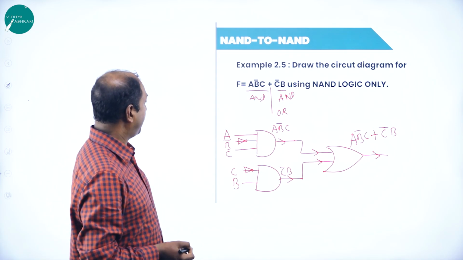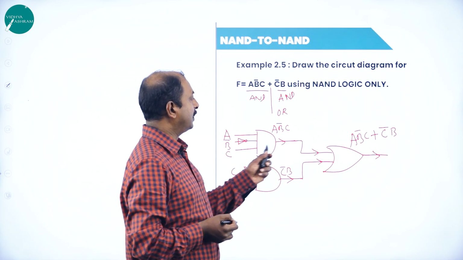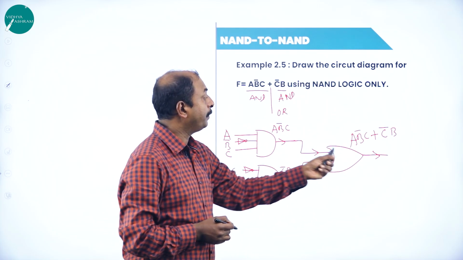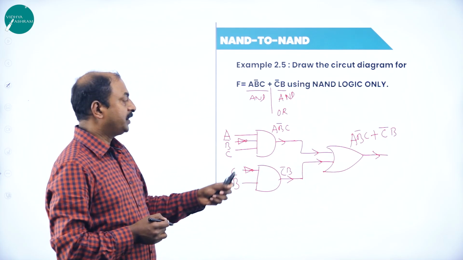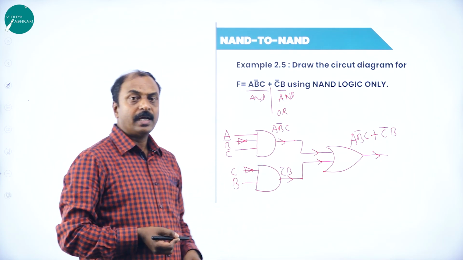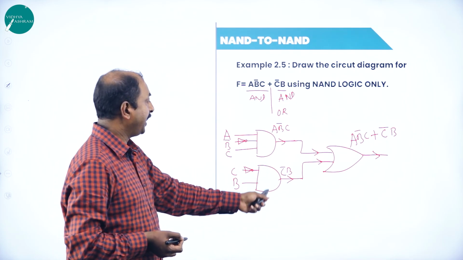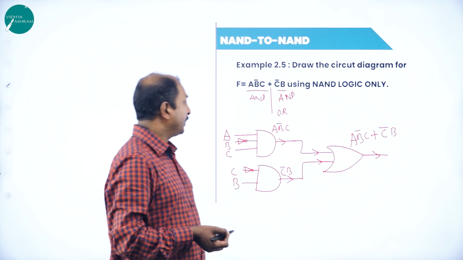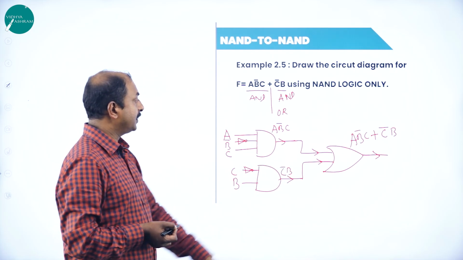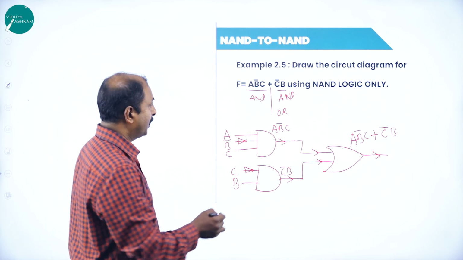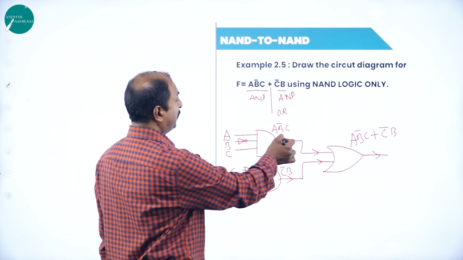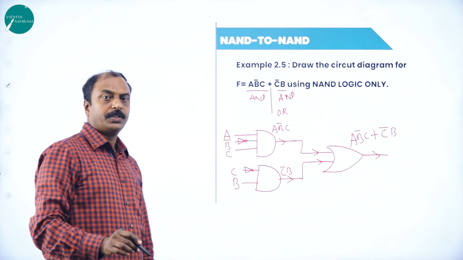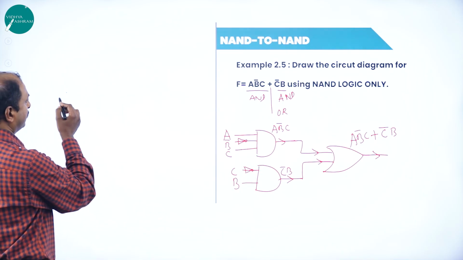This is the second step to derive a circuit by using NAND gates only. The second step says, first we have to draw the basic circuit by using basic gates. So step number 3, the next step, is to replace all the gates with NAND gates only. So in this example, this AND gate should be replaced with a NAND gate. So the final circuit would be like this.